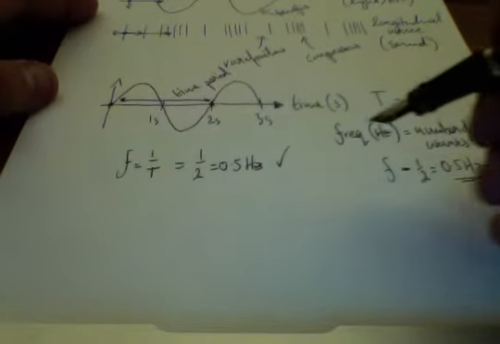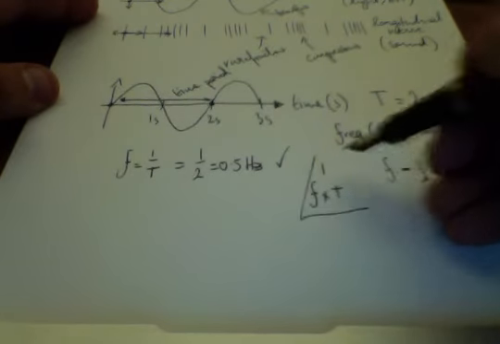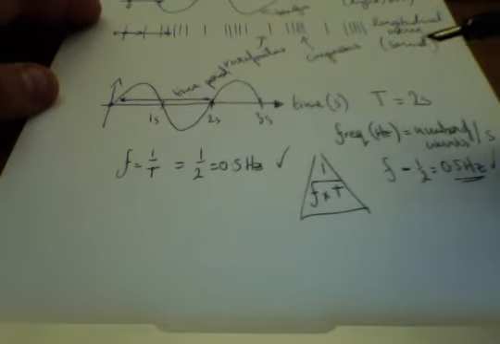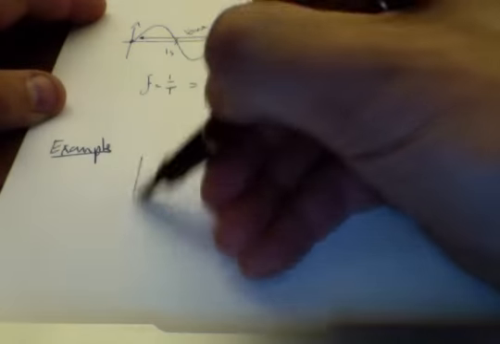And there is a triangle for it as well, which is this. It's a bit strange because this is a number 1, but it still works adequately. Okay, so let's look at an example. Here is an example for you.